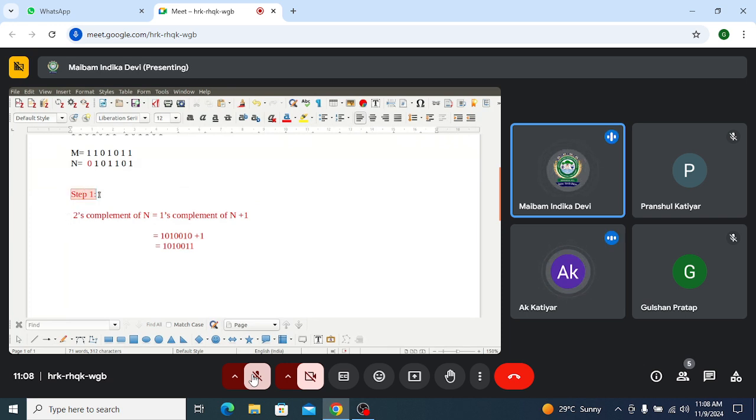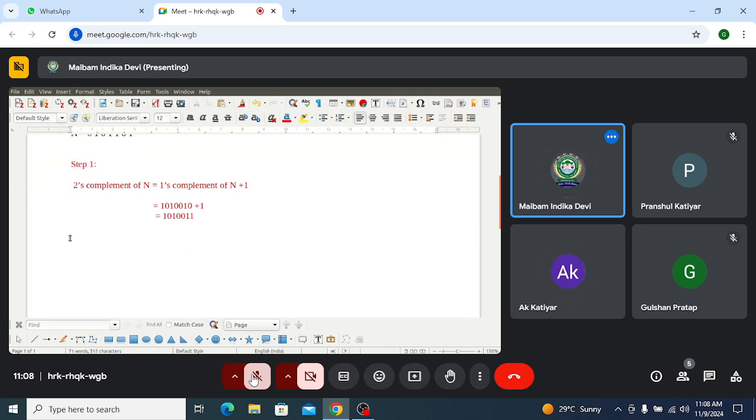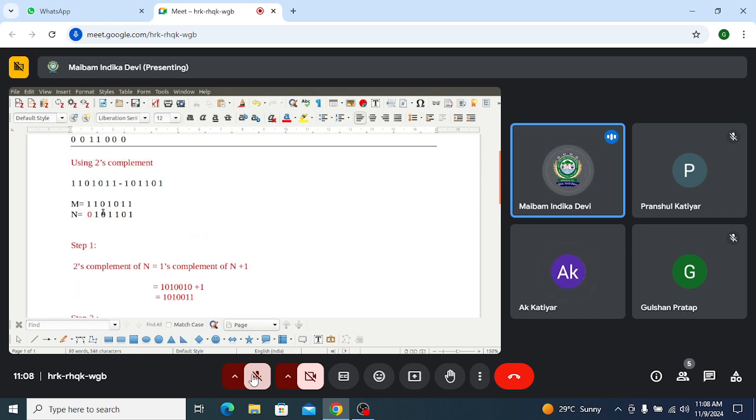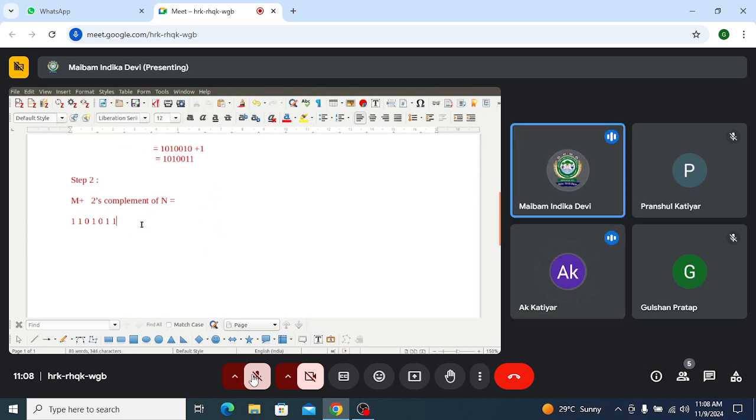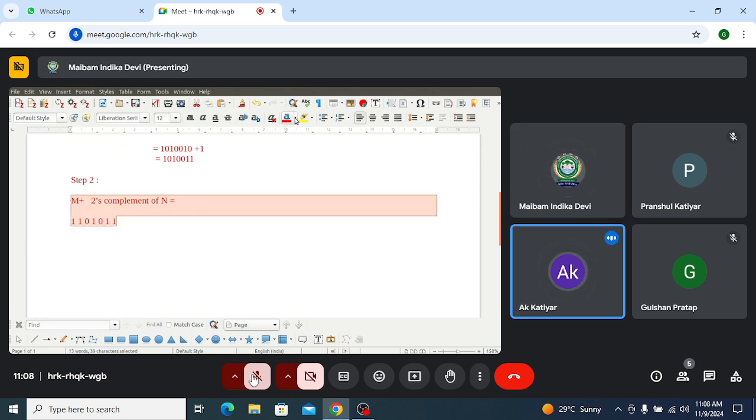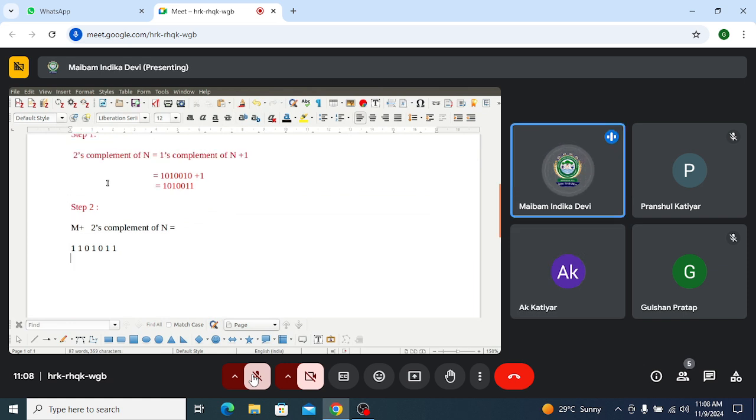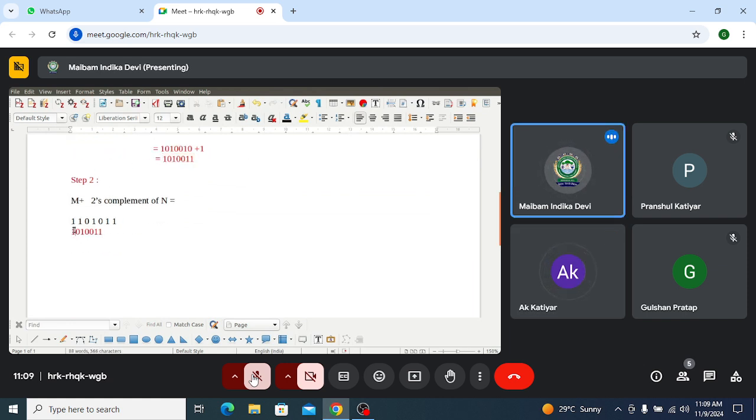Now in step 2, you add m with the two's complement of n. So m plus two's complement of n equals what? M is this, and the two's complement of n is this value. So let's just add these two values.